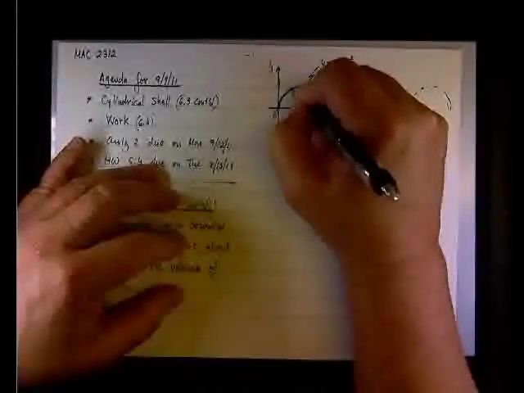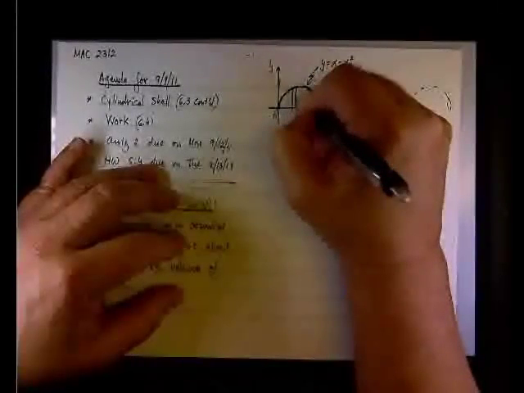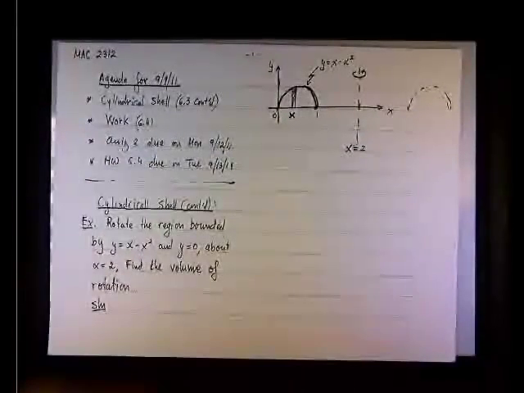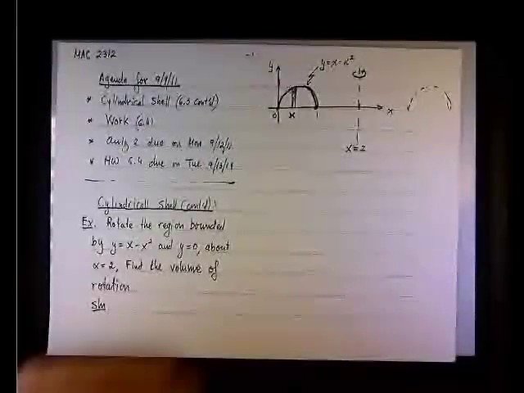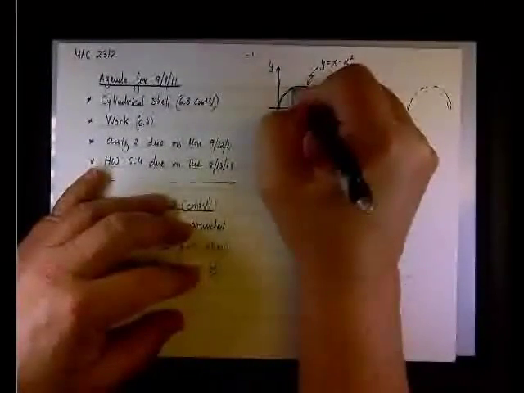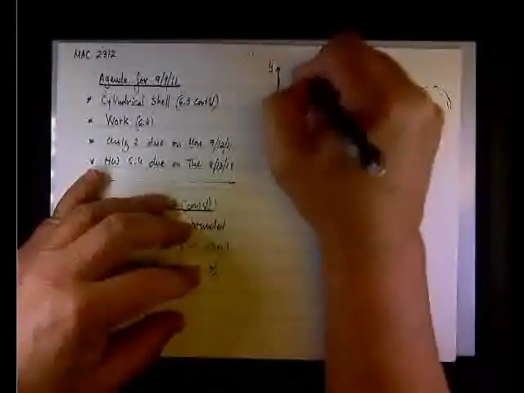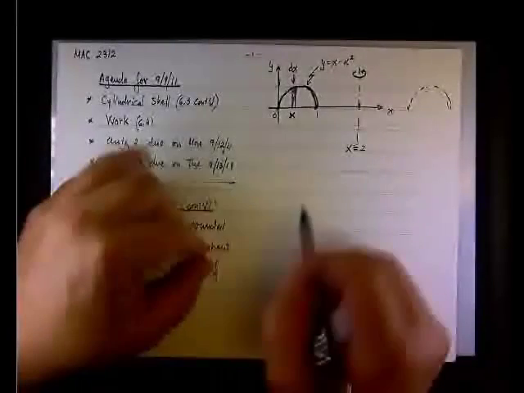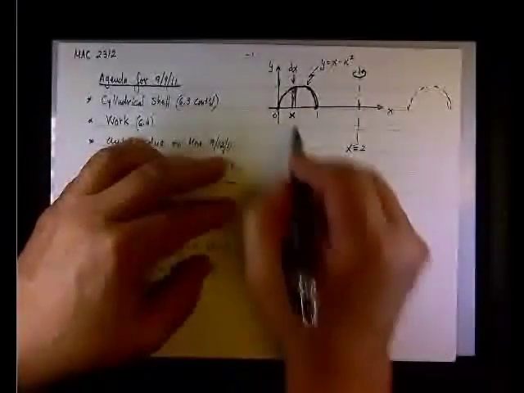So by shell, we're going to do the following. Let's take a thin shell right there, okay? And let's say this is x. So we are looking for the circumference, we are looking for the height, and we are looking for the element of the radius, right? Or the element of the thickness. The thickness, of course, is dx right there. So we know that the variable of integration will be dx.